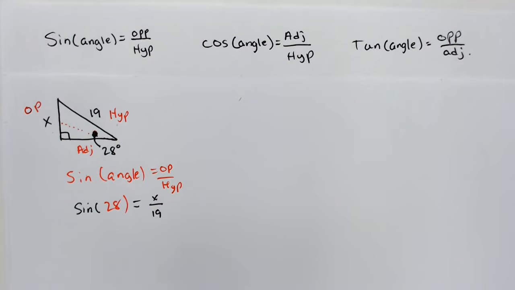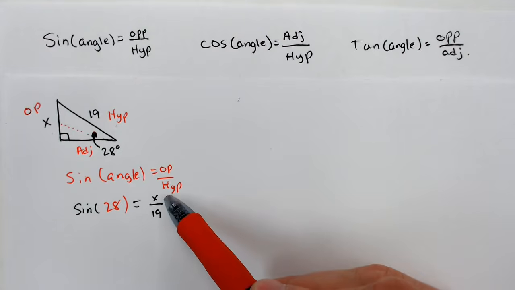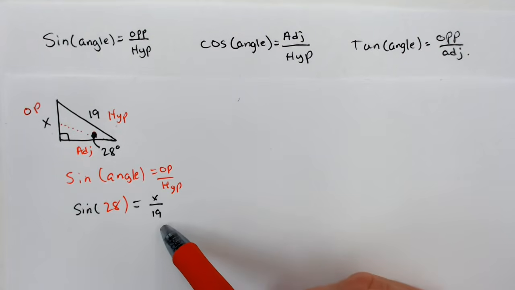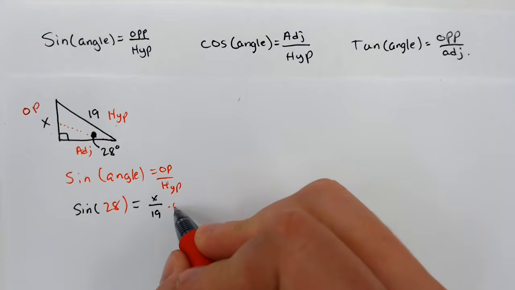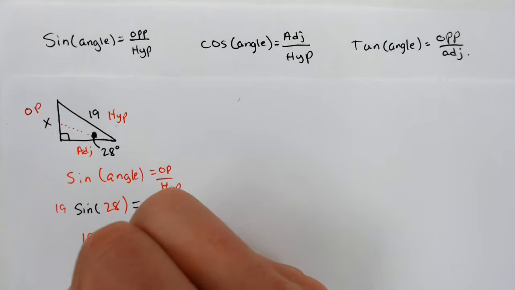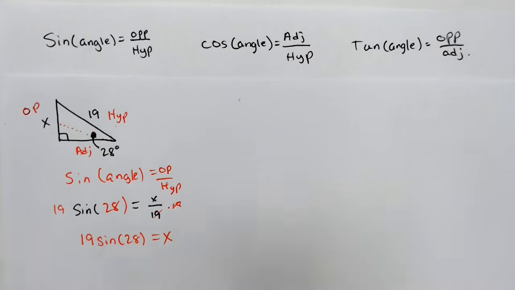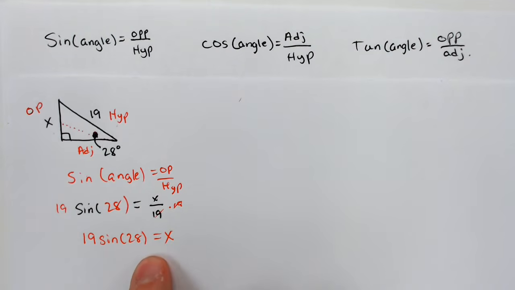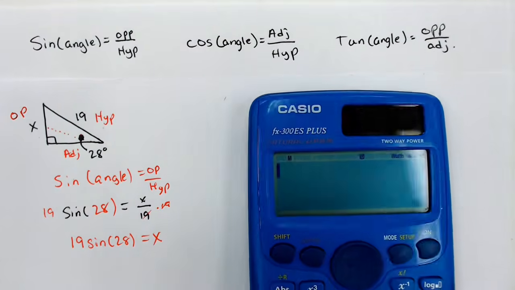Now, when you have this, you're going to have one of two scenarios. You're either going to have the x on the top of this fraction, like it is here, or the x on the bottom of the fraction, which it's not. If the x is on the top, then you will be multiplying by 19 to cancel this out. And your answer would be whatever you get when you type in your calculator, 19 times sine 28. Now, I highly, highly recommend you get a calculator that kind of looks like this.